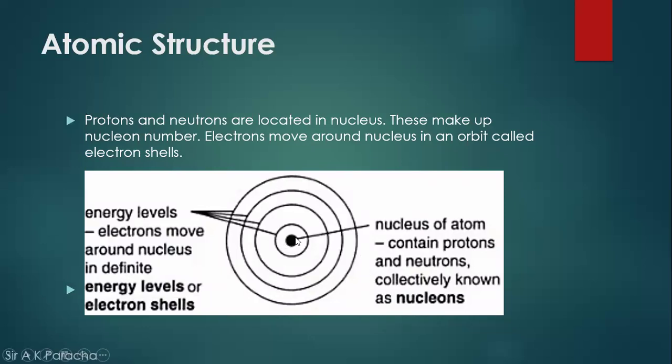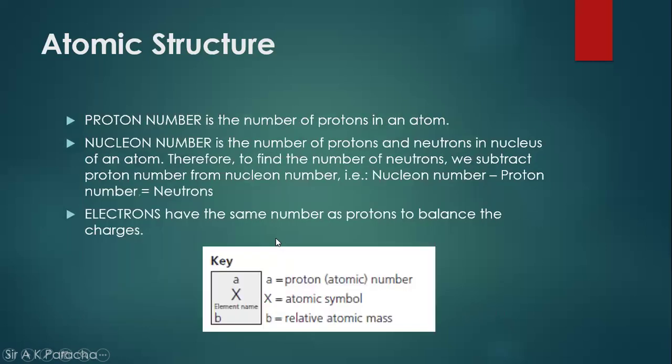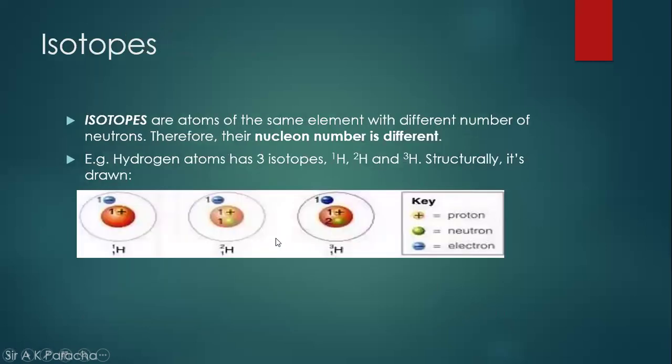So nucleons are present in the nucleus in the center, and then we have energy levels on which electrons are moving around the nucleus. Electrons move around the nucleus in definite energy levels or electron shells. These are the shells: first shell, second shell, third shell, and fourth shell. The electrons are present around the nucleus in the form of electron-filled shells. Isotopes: again, isotopes are atoms of the same element with a different number of neutrons. The neutron number is different.